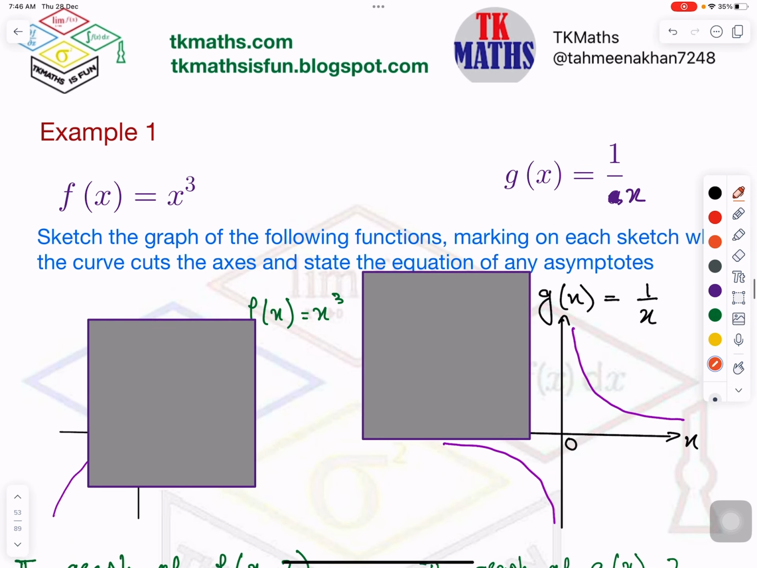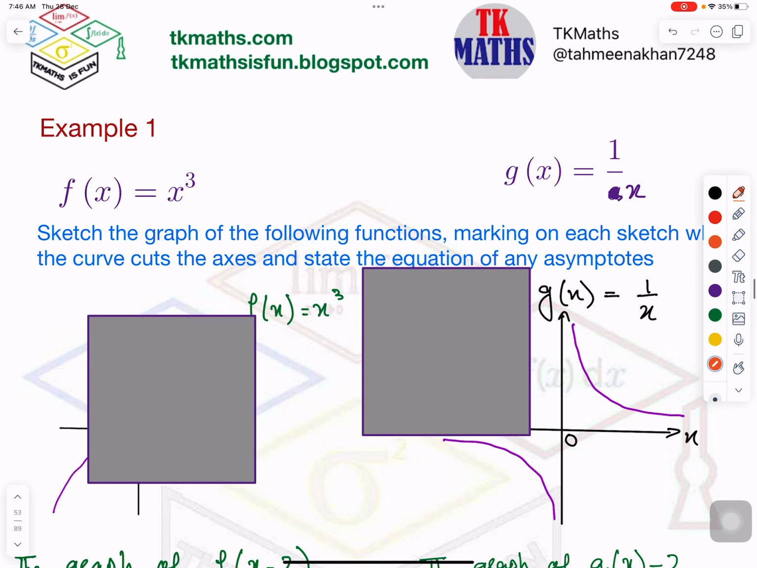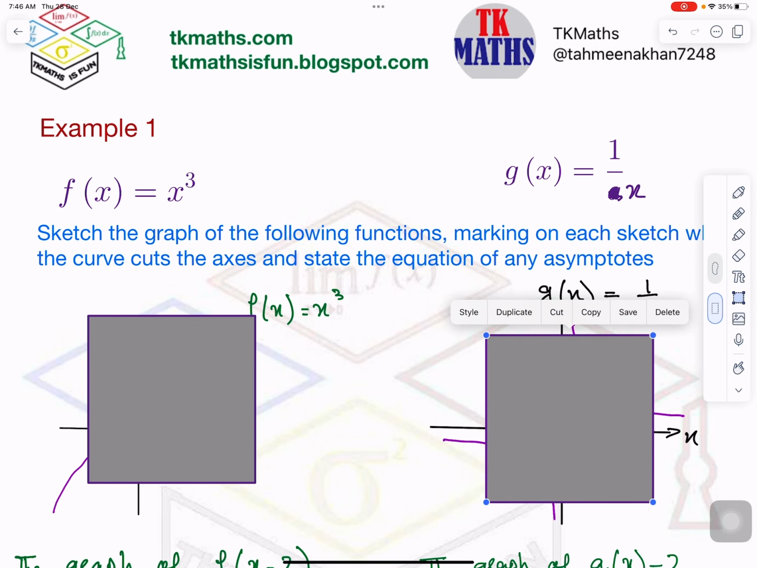Now let's see here, a question is given to you, right? Okay, so two equations are given. I have taken f of x equals x cube, and the other one is g of x equals 1 over x. So I have taken two types of graph.